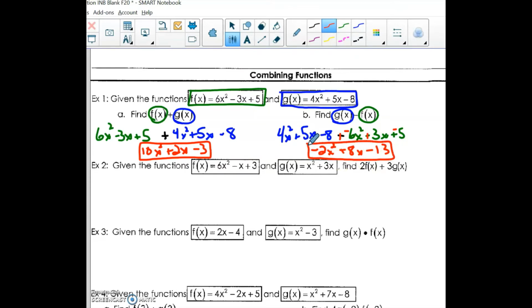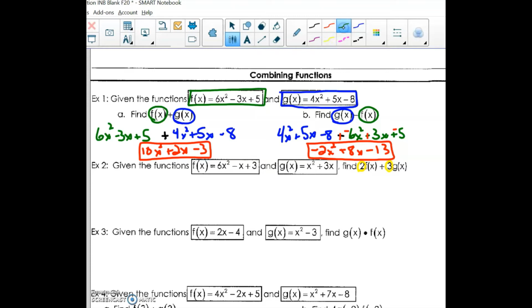And that's addition and subtraction, just straightforward. Now when you look at example 2, it has a 2 in front of the f function and a 3 in front of the g function. So those are acting as coefficients to multiply the f function by 2 and then multiply the g function by 3 and then add them together. So as we do this second example, I'm going to multiply the g and the f functions by 2 and 3 respectively as I'm writing them down.